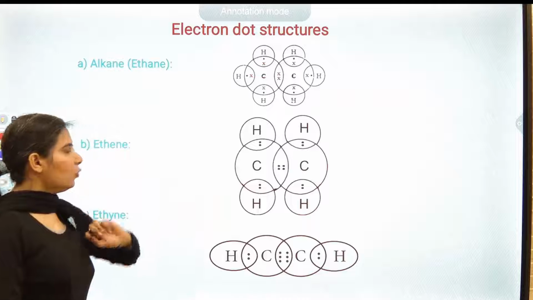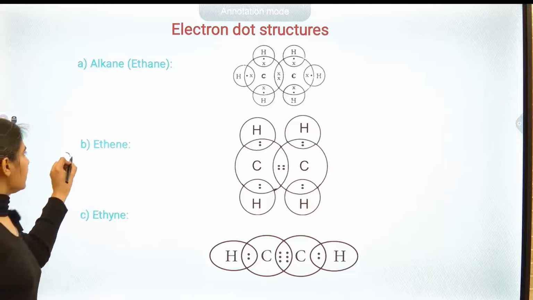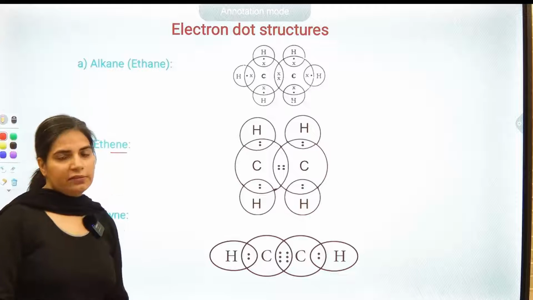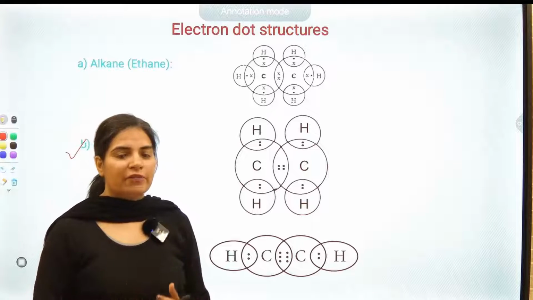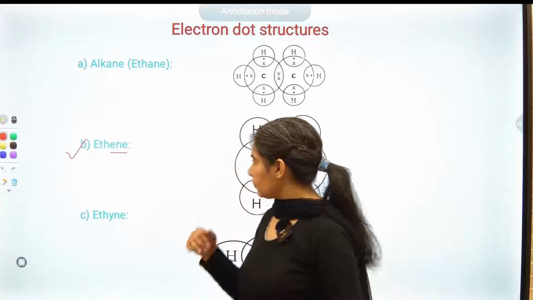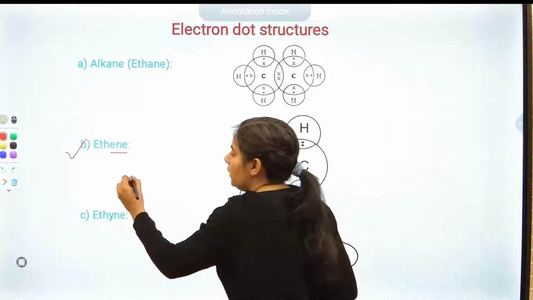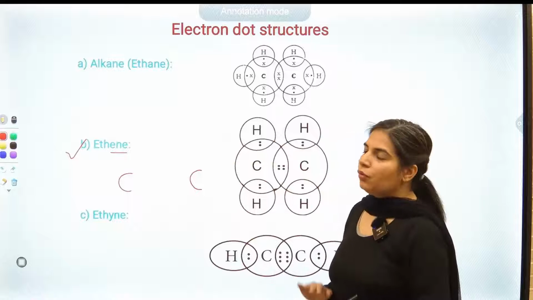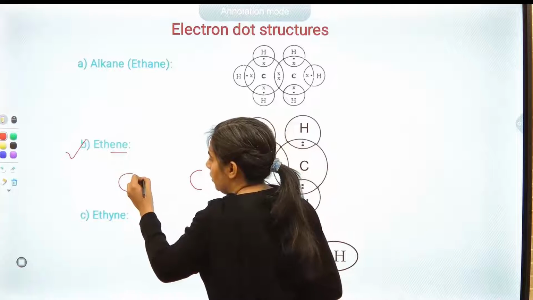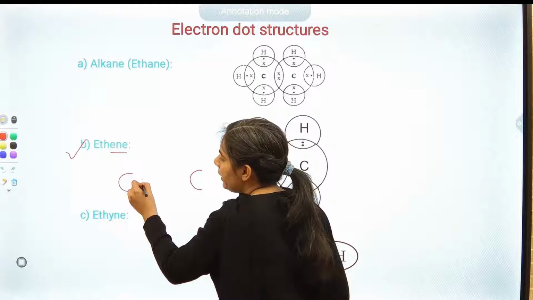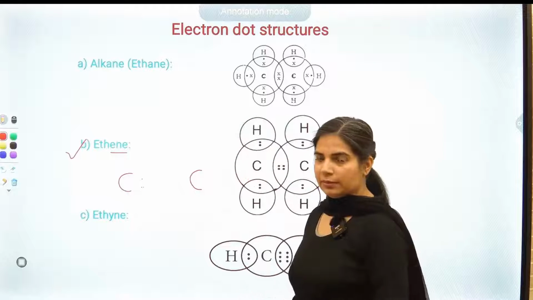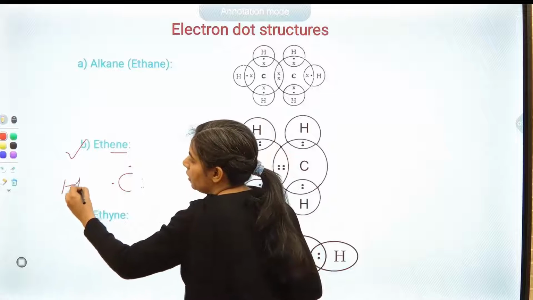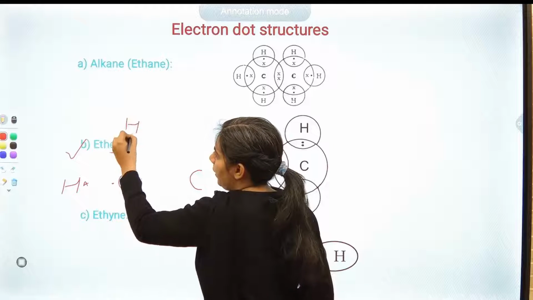Let's move to next example. The next example is of ethene. As the name indicates itself, in ethene we are having double bond. In case of ethene, we are having 2 carbons, and we know that carbon is having 4 electrons in its outermost shell, and in case of hydrogen, hydrogen is having 1 electron.